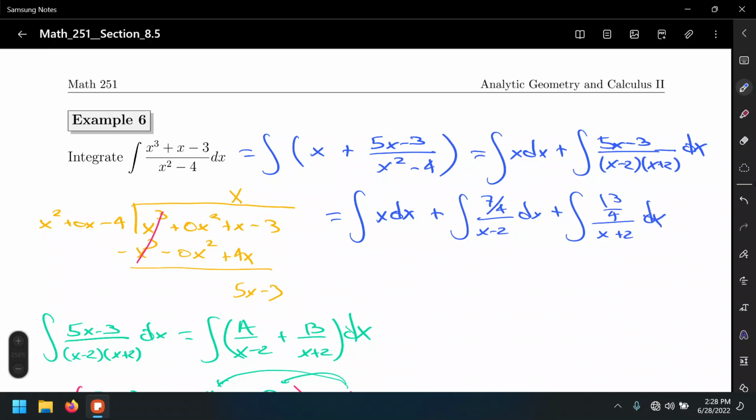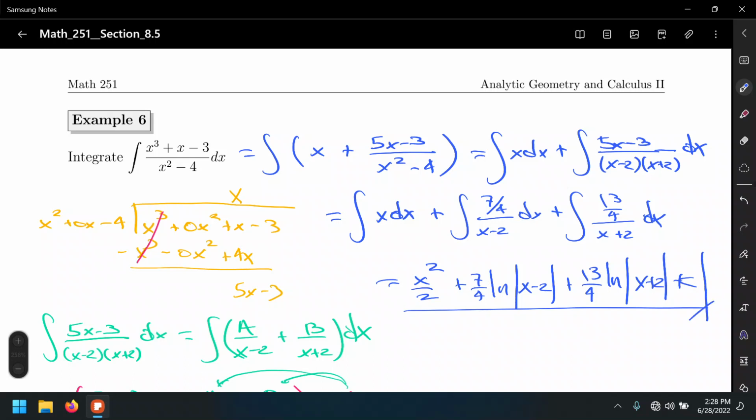And well, these three integrals, general power rule for the first one, x squared over 2, and plus 7/4 ln absolute value of x minus 2, plus 13/4 ln of x plus 2 plus c. Final answer. Alright. Questions about this example?